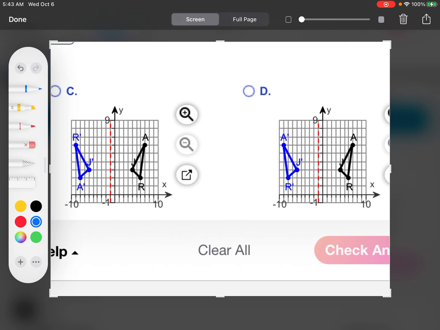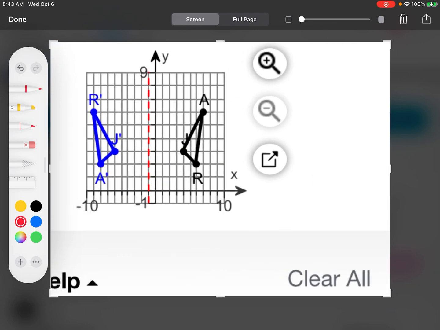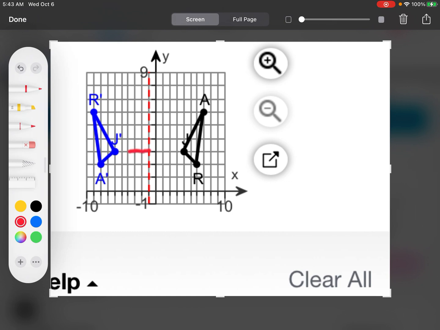Okay, now we have C and D. Let's just count because it's hard to tell what the difference is. So let's see, this is 1, 2, 3, 4, 5 units. This is 1, 2, 3, 4, 5. So that checks out for now. Let's see. Oh, okay, so that was J, and this is J prime, right?